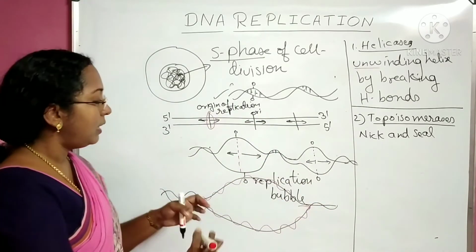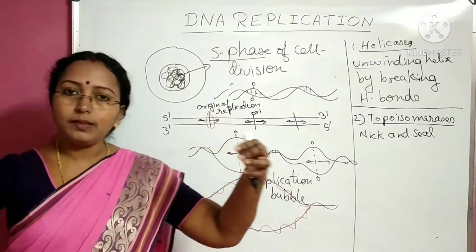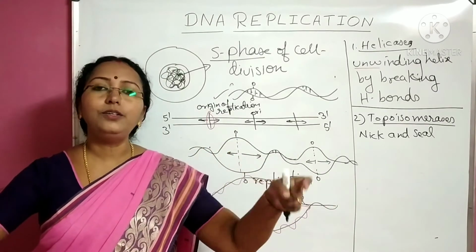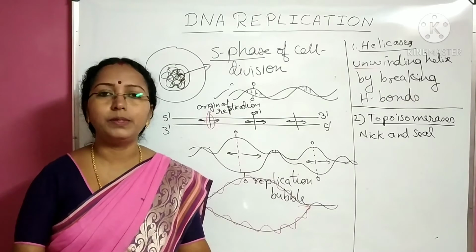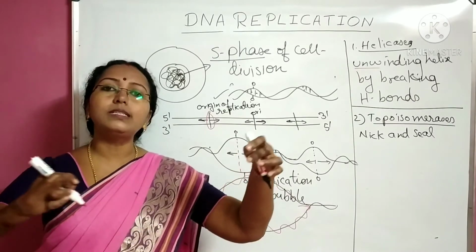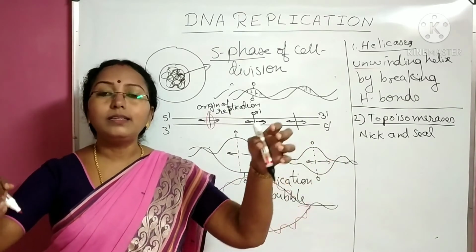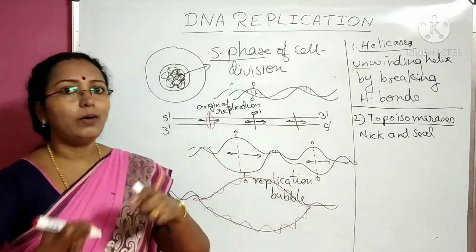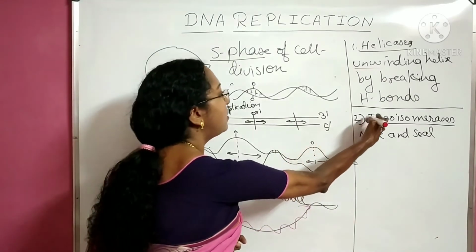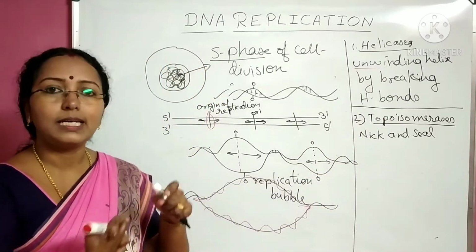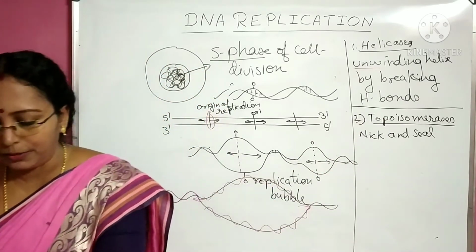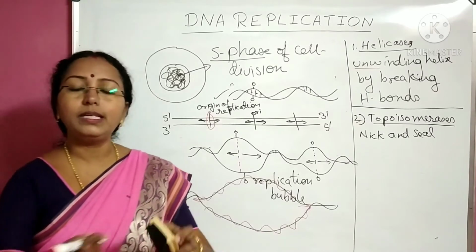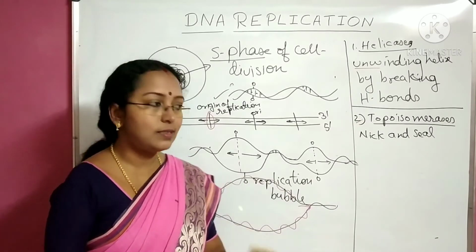So remember, never are these two strands completely separated and then a new strand formed. It never happens like that. As these strands are getting separated, at the same time, new strands are getting formed. Now, let's go back. We were here talking about topoisomerase, nick and seal, I was telling you. Okay, they are helping in keeping the two strands separated.